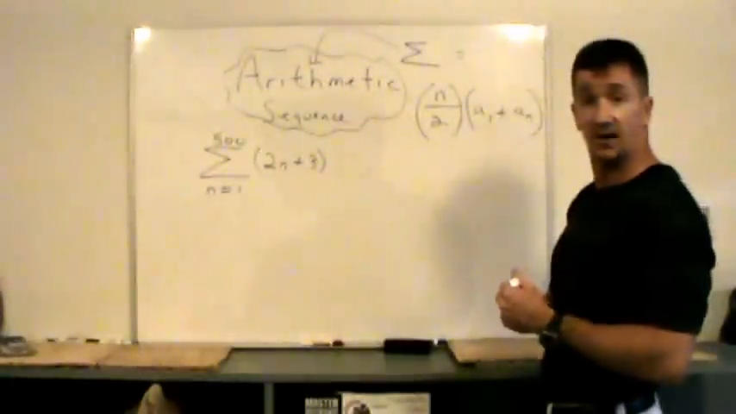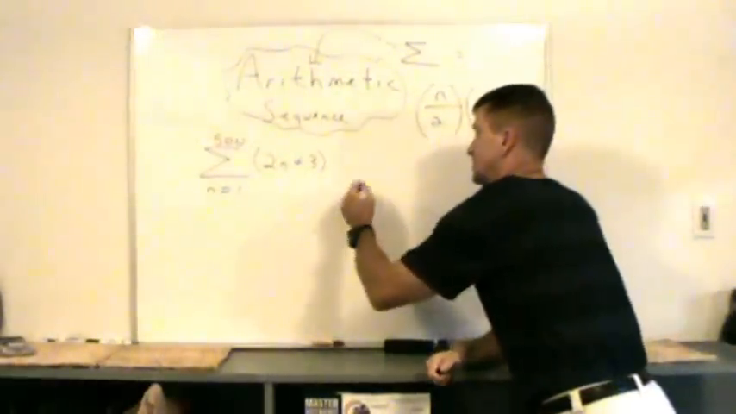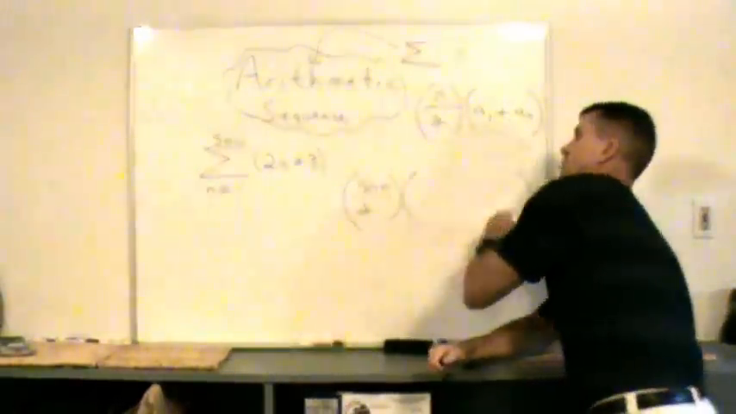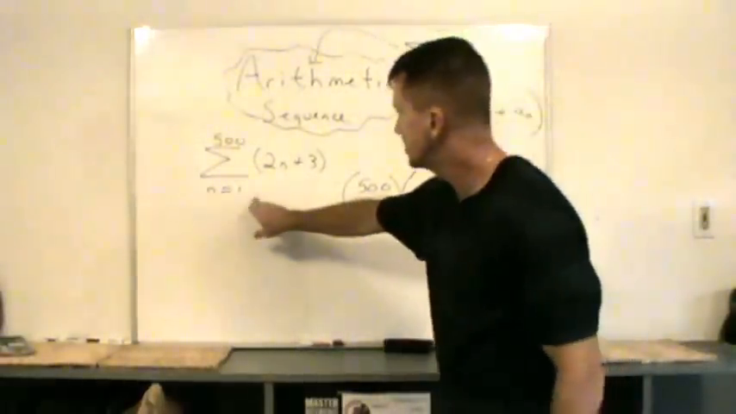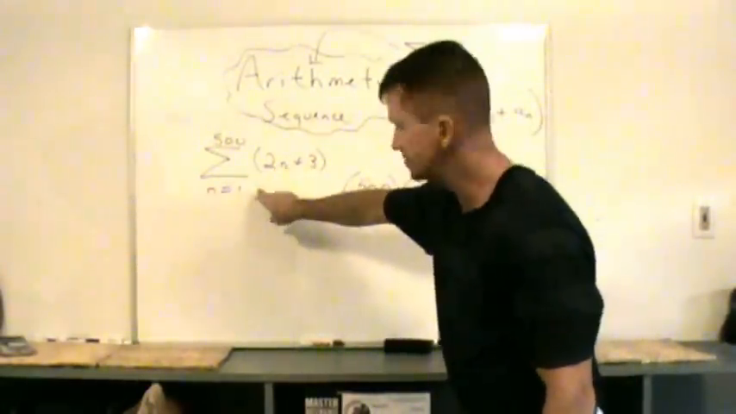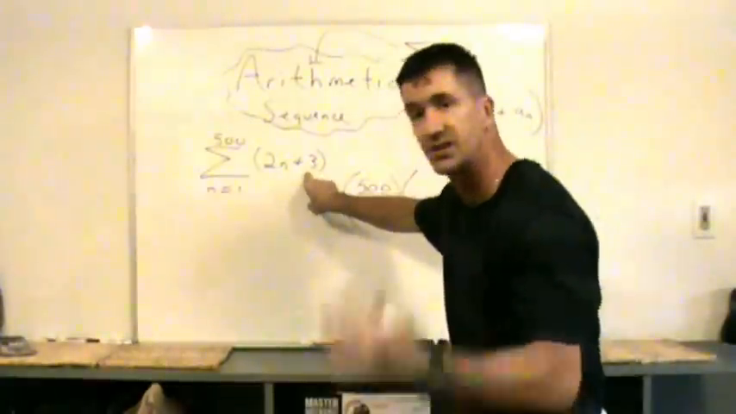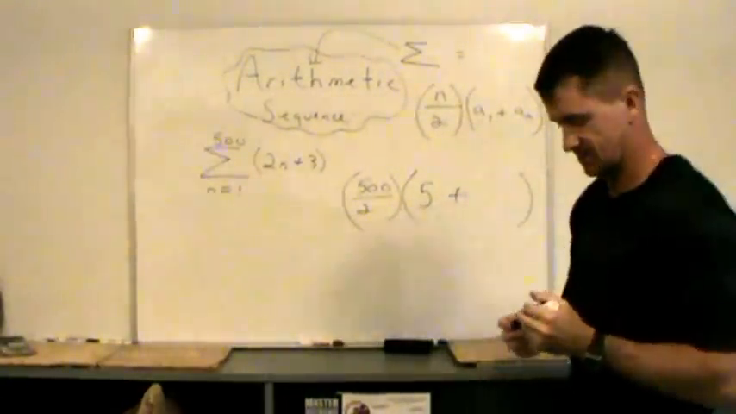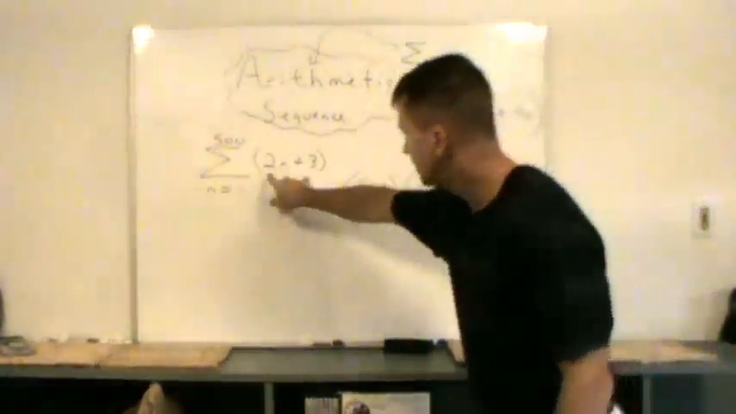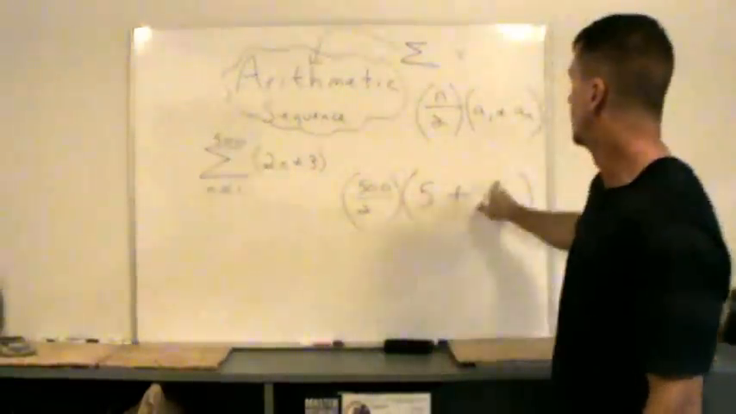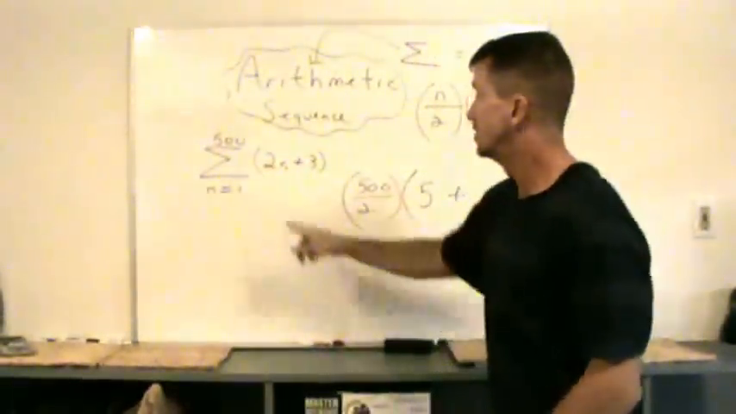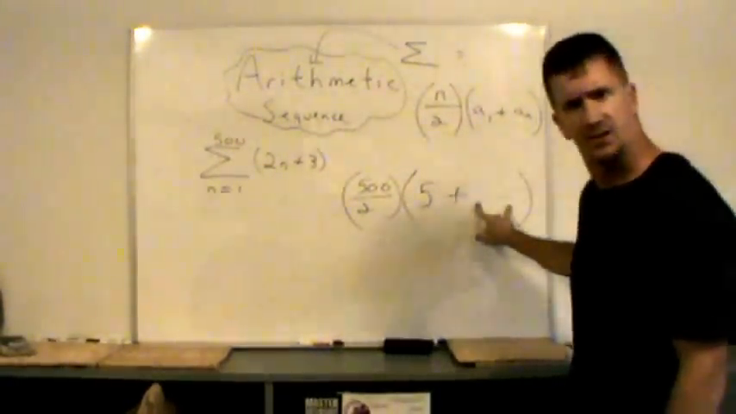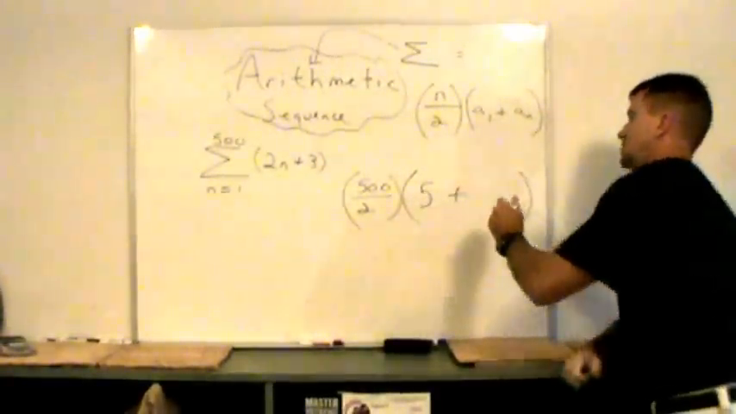How many terms are there? There's 500 terms, so 500 over 2, which is 250. The first term is not a 1. The first term is what you get when you put a 1 in here. If you put a 1 in there, 2 times 1 plus 3 is 5. That's your first term. Be careful with that. Sometimes you just put a 1 there. It's the first term, and you substitute that number in here. The last term is when you put this number in here. So 2 times 500 plus 3 would represent the last term, which is 1,003.